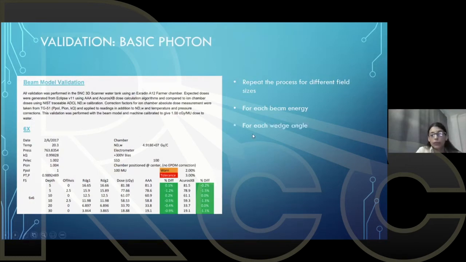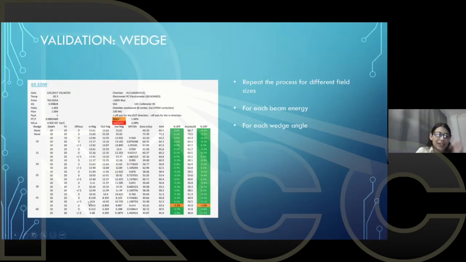And now, we introduce the wedges. In my institution, we don't have physical wedges. We have the enhanced dynamic wedges, but we still do measurements on it. As you can see here, we did measurements for 6x and 15x for all the wedges that we have at 10 cm depth and for different field sizes. We do measurements at central axis and also off axis.